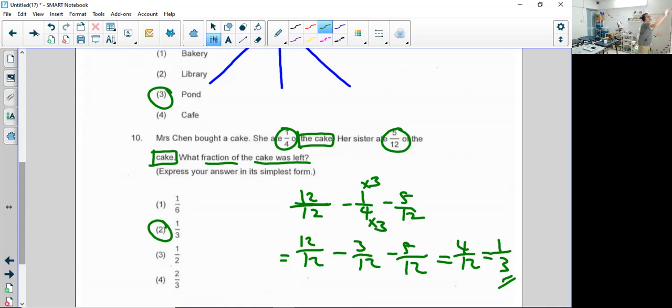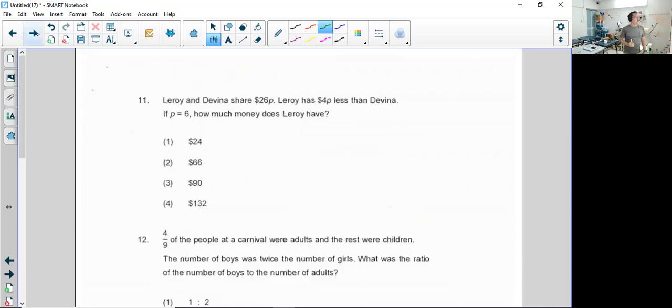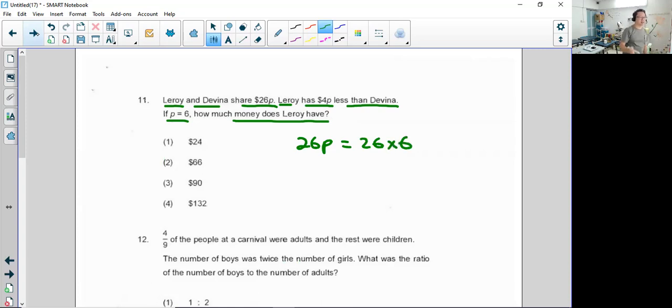Okay, let's go to question 11, the 2 mark question. Leroy and Davina shared $26p. Leroy has $4p less than Davina. If p equals 6, how much money does Leroy have? So what can we do? We can actually find how much they share, because 26p is also 26 times 6, right? So what is 26 times 6? That will be $156. So they share $156, right?